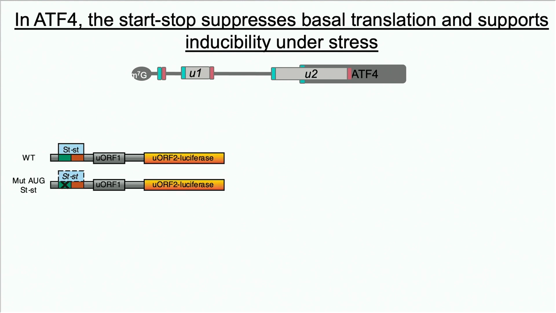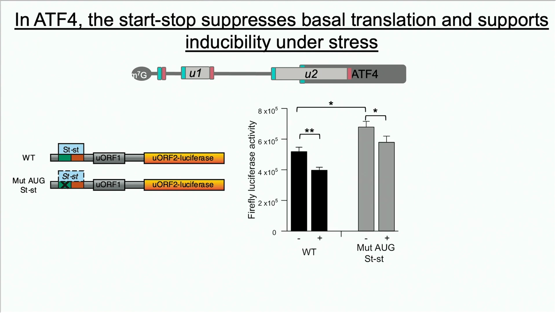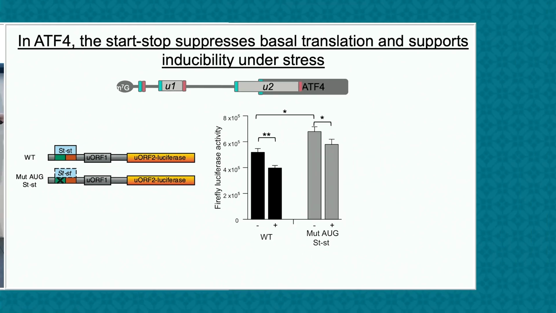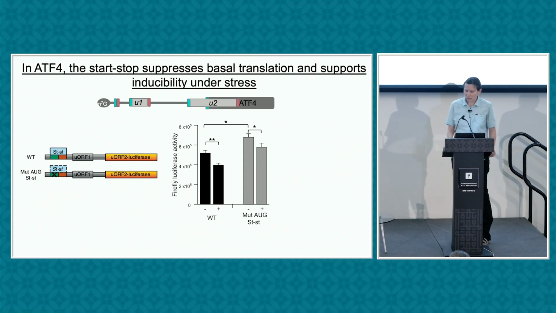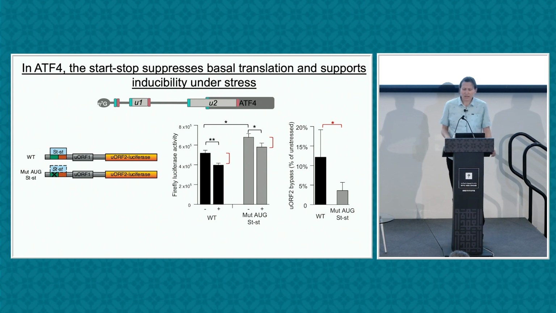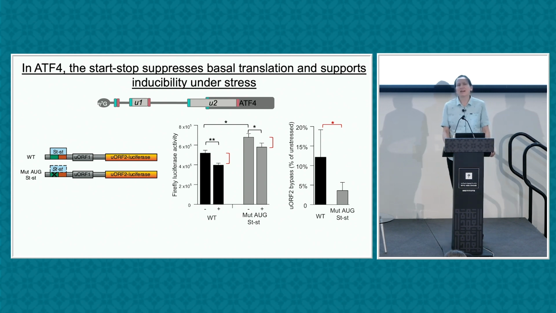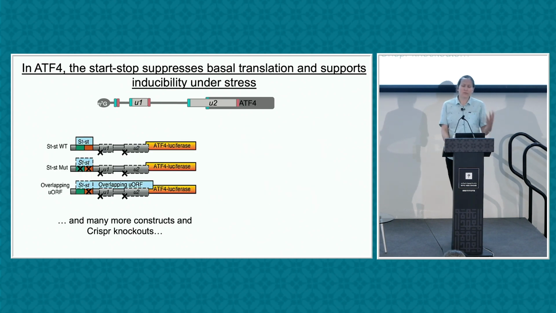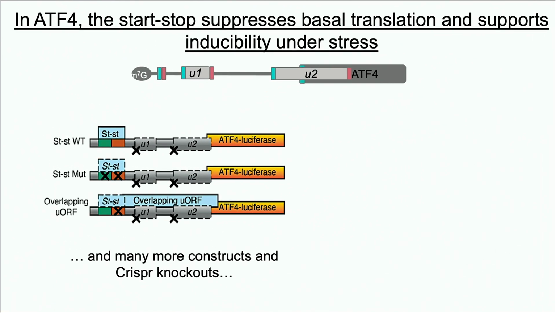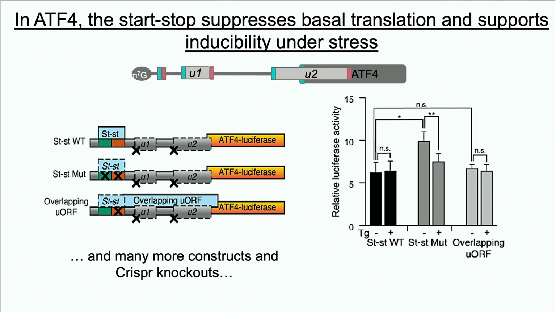So one thing you would obviously do is delete the start-stop here, and when you do that, you find a translation derepression. So this is the mutant start-stop, and you have a translation derepression under normal conditions and under stress. And the important thing here is that the stress inducibility of ATF4, which is crucial for its function, goes down if you do not have the start-stop. And this finding was confirmed by a lot of other constructs and also CRISPR knockouts, which I'm going to skip in the interest of time.